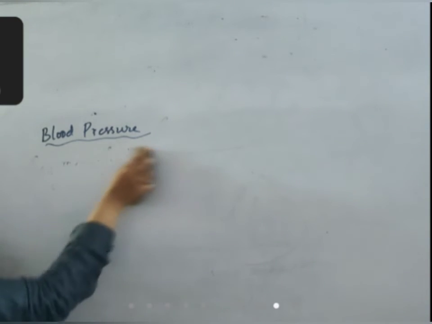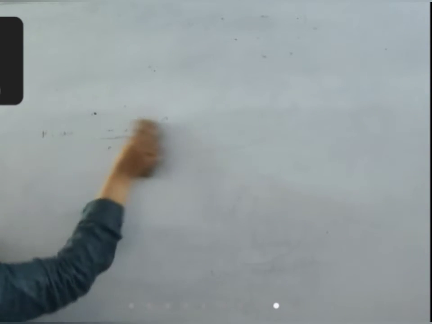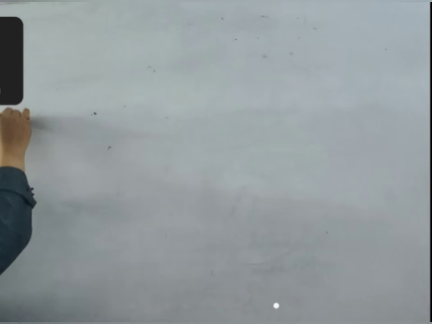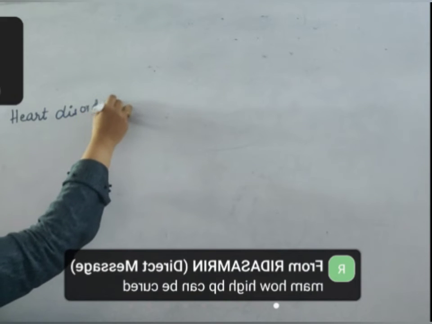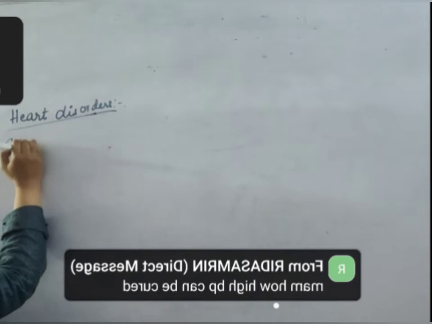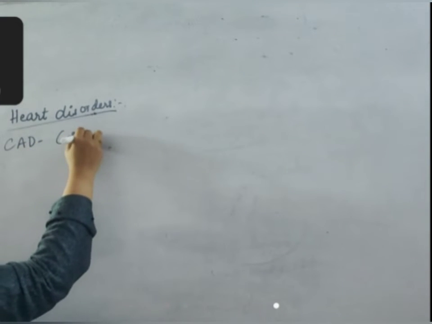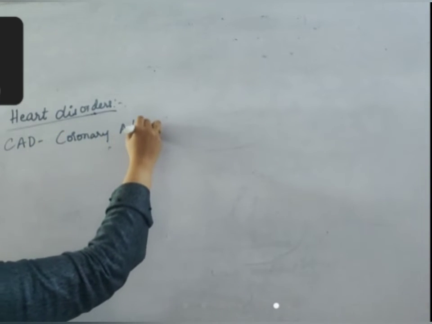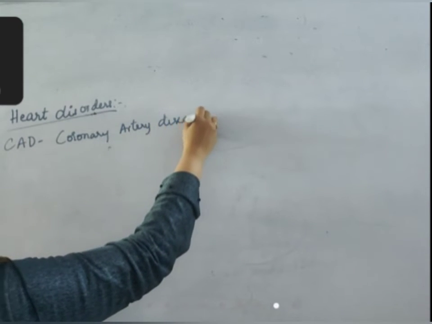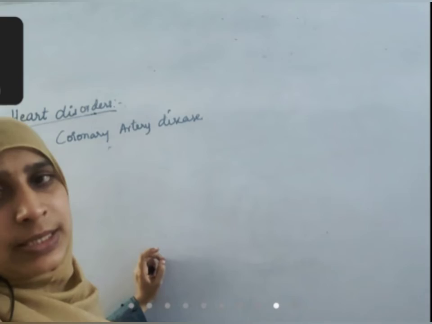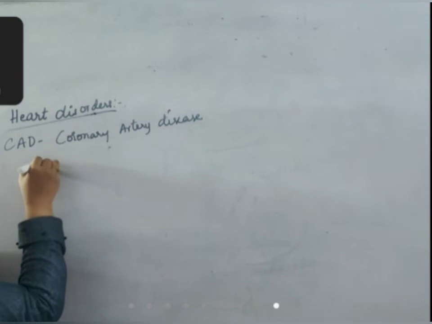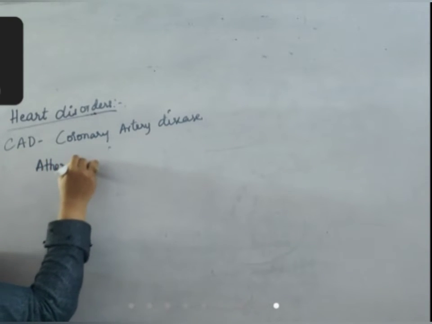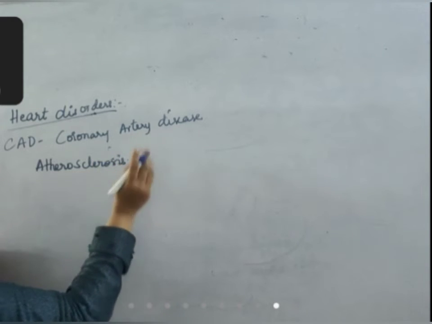Okay, we'll see some of the heart related disorders. So one is BP, second one is CAD, coronary artery disease. Coronary artery is an artery that supplies blood to heart muscles. Sometimes these coronary arteries do not supply blood to the heart, and this condition is also called atherosclerosis if it occurs in any part of the body.